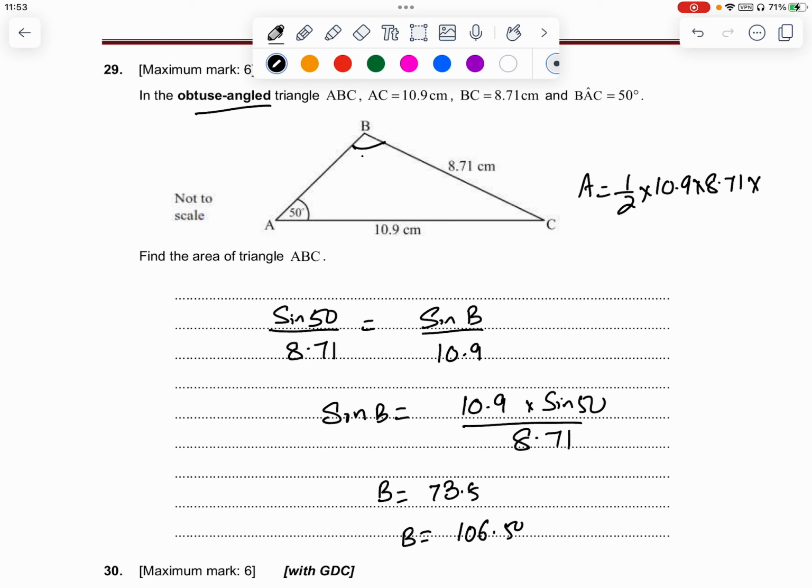What is sine C? If this is 106.5, angle C will be 180 minus 50 minus 106.5. So 180 minus answer minus 50 should be giving me 23.5. So sine 23.5. Simplify that, you should be getting that answer 18.9 centimeters square.